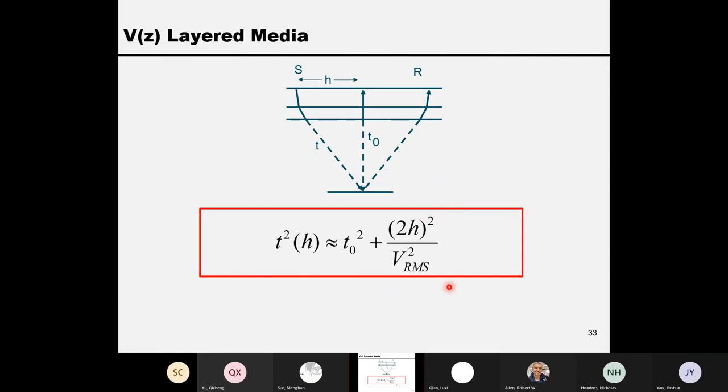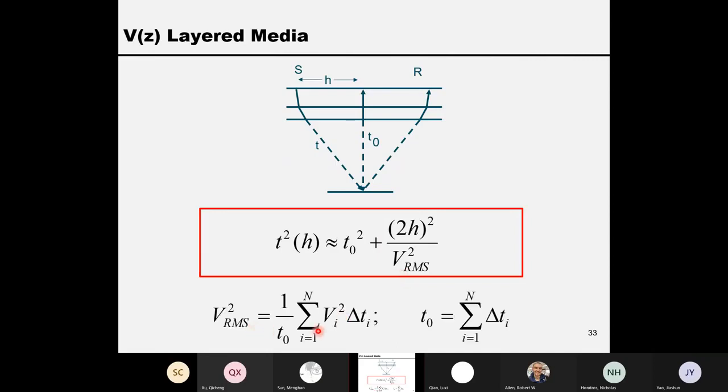Now we compare this one to the previous one. We can see C1 is equal to 1 over V squared RMS. RMS means root mean square of the interval velocities. So there are many interval velocities, right? So RMS here is a mathematical derivation, but it's very close to what we want. We want a stacking velocity here, right? So this is close to that, but it's not from the same route, just from mathematical derivation.